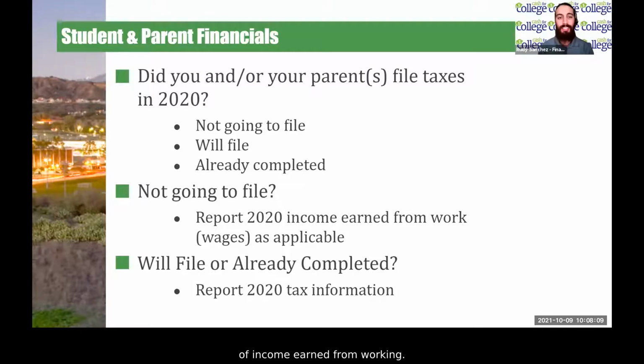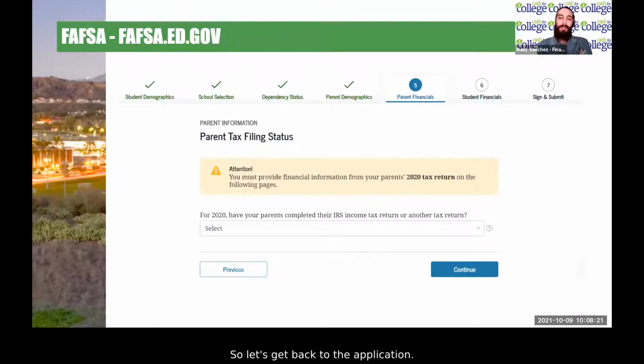income earned from working. Some of you all might have your own businesses, so you might have other records or ways to capture your income, and we'll also explore that a little bit when we start to look at these questions. So let's get back to the application. As was mentioned, our student is a dependent student, which means that parent information is required.